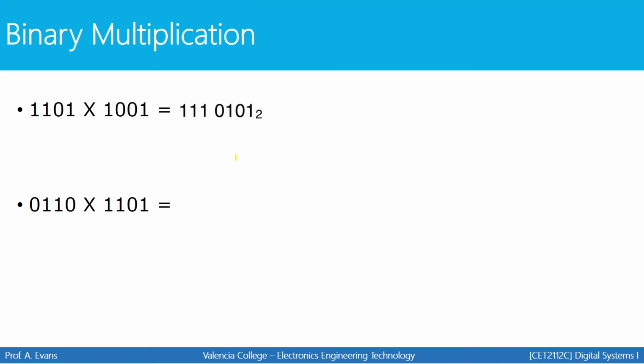Here's the first one. 1101 is 13. 1001 is 9. 13 times 9 is 117, which is this right here. The next one, you have 6 times 13, which will give you 78, which is this right here. If you weren't able to get those by hand, go back through your work and see if you can figure out the error. If you're still having trouble with it, please contact me so we can go through it together.